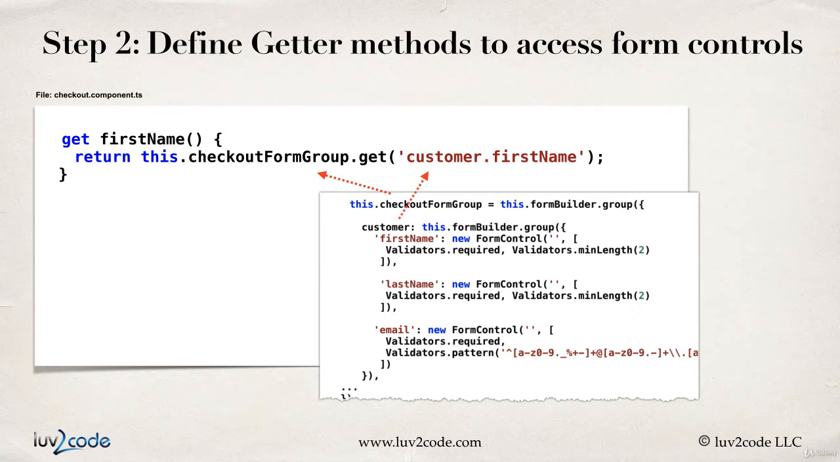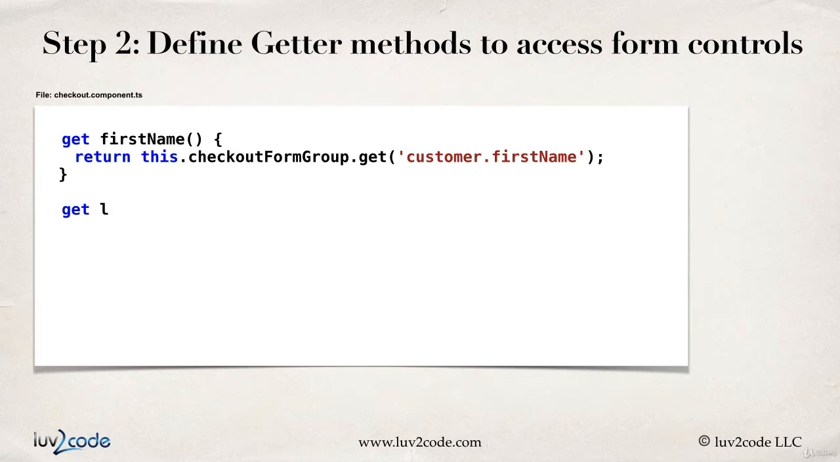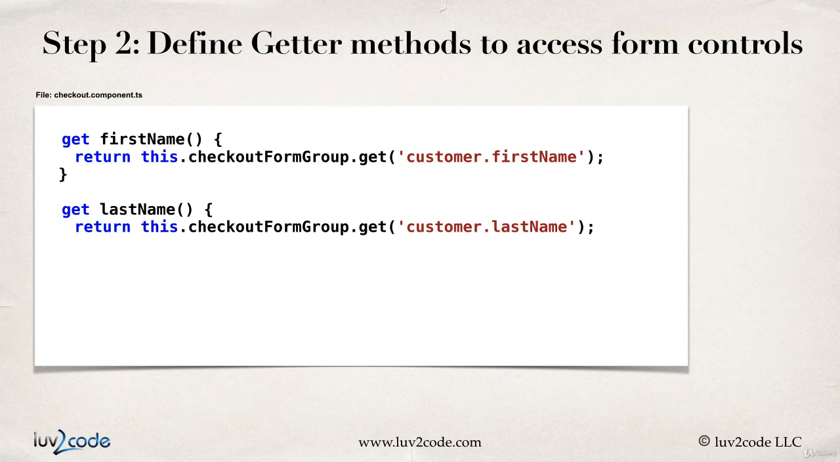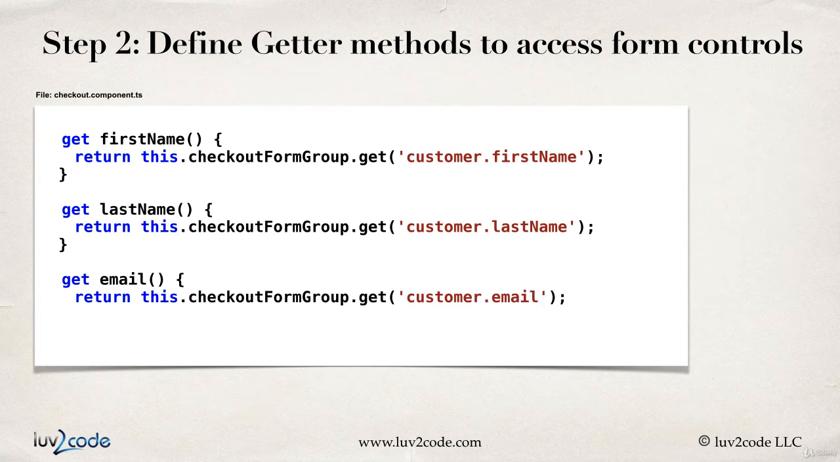And then for customer, it's a group. So customer. And then the form control is first name. So that's how we have customer.firstname. And then we simply repeat the process here for last name. And then a similar thing here for email. And we'll actually use these getter methods in our HTML template when we access the form controls to try and get the actual status and list of errors and so on.